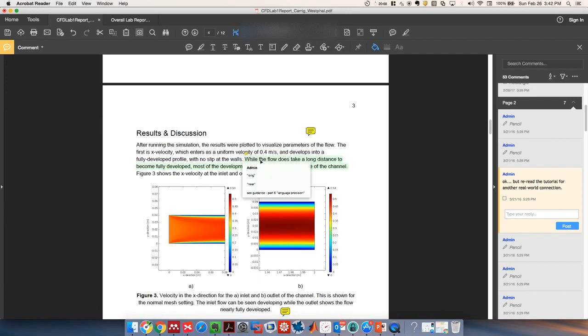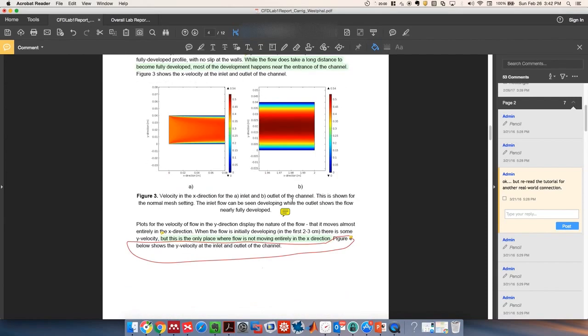I make a comment that they're imprecise with their language. They say while the flow does take a long distance to become fully developed, most of the development happens near the entrance of the channel. Try to do as much as you can, be quantitative in your language, especially when you have the opportunity. Here's also just, can you expand on a particular caption here? Help the reader is what I'm saying continually. In this one, I'm saying help orient the reader right away.